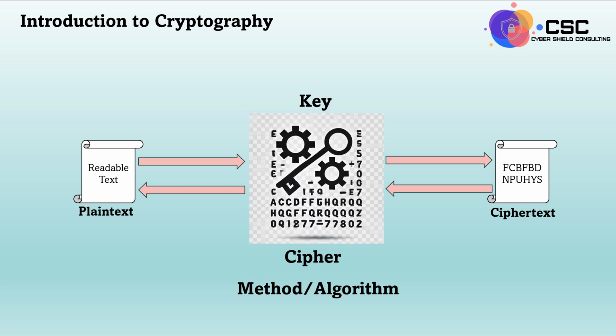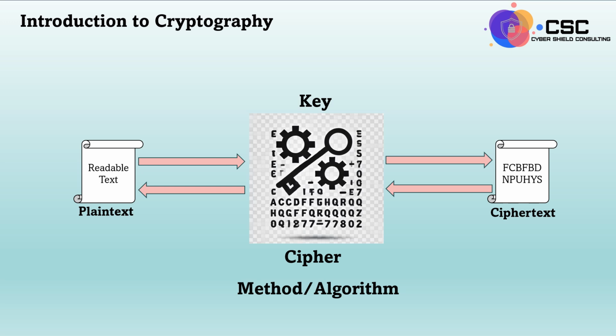But a cipher alone isn't enough. A key is a crucial piece of information that works alongside the cipher to determine how the data is encrypted and decrypted. Without the correct key, even if you know the cipher, decoding the message becomes nearly impossible.